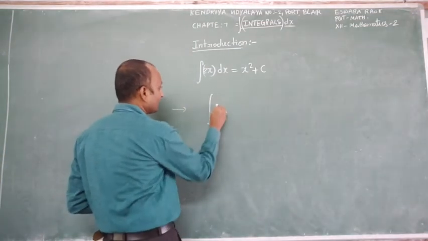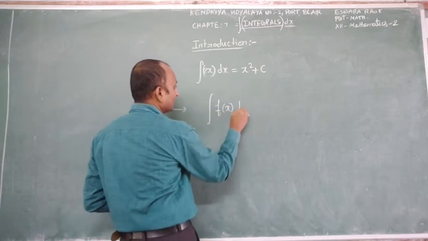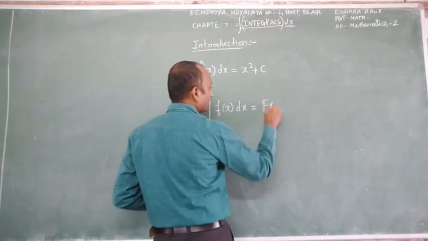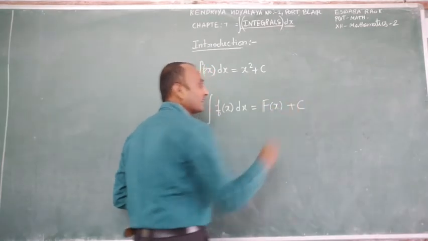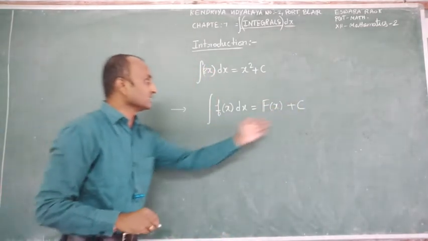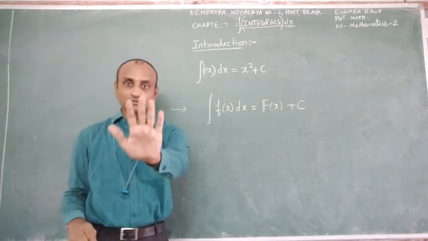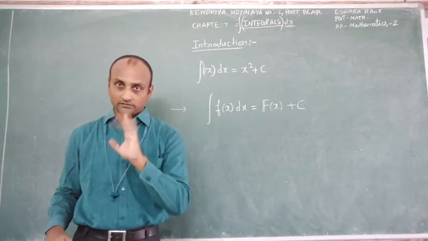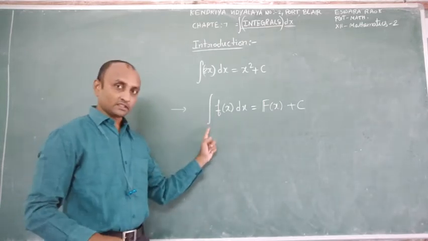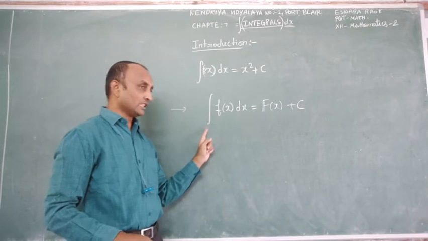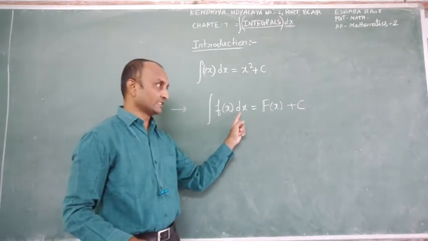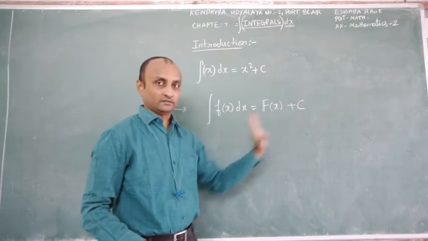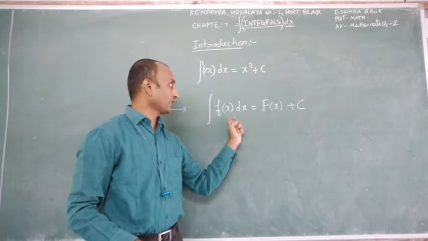If I take the integral of f of x into dx, it is equal to some capital F of x plus c. Certain terminology you should know, and how to read this first. I am reading it, you are remembering it. It can be read as integral of f of x dx is equal to capital F of x plus c.